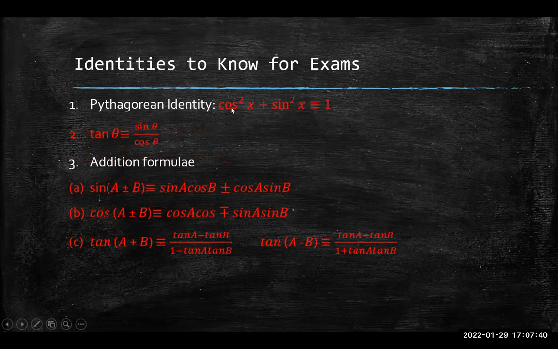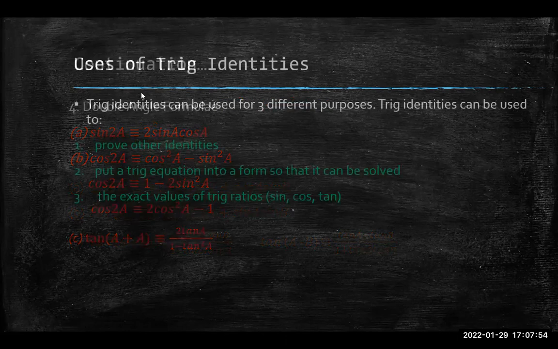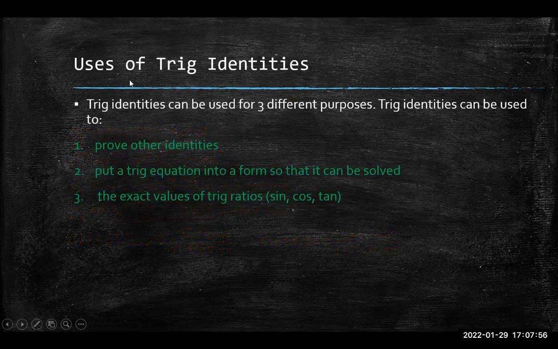So these are the trig identities that you have to know: the Pythagorean, tan theta, addition formulae, double angle formulae. Those are the identities that you're required to know for your exam. But we can use those identities to do other things. We did that last class. Double angle formulae are also known as multiple angle formulae. We can use them to prove other identities.